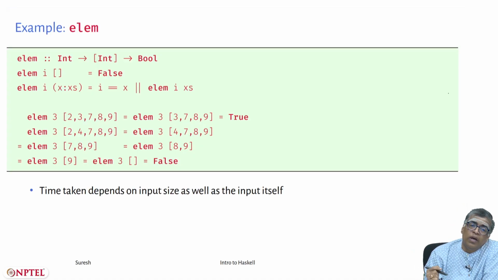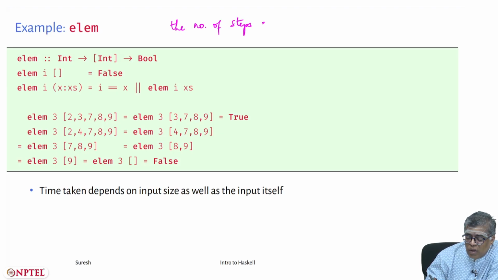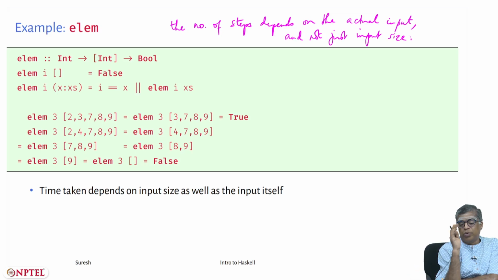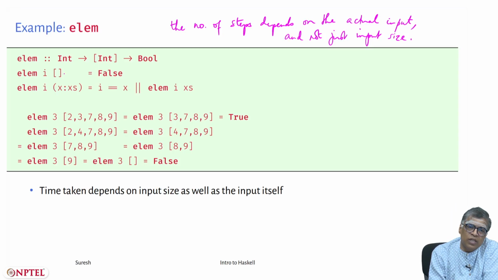So let's look at another example. Here LM is an example where the number of steps taken depends on the actual input and not just the input length. Not just the input size. Okay. So LM is defined as follows: LM of I is the element you are searching for in a list. LM of I empty list is false. LM of I x colon xs is either I is equal to x or LM I xs is true. Okay. So this is the algorithm.